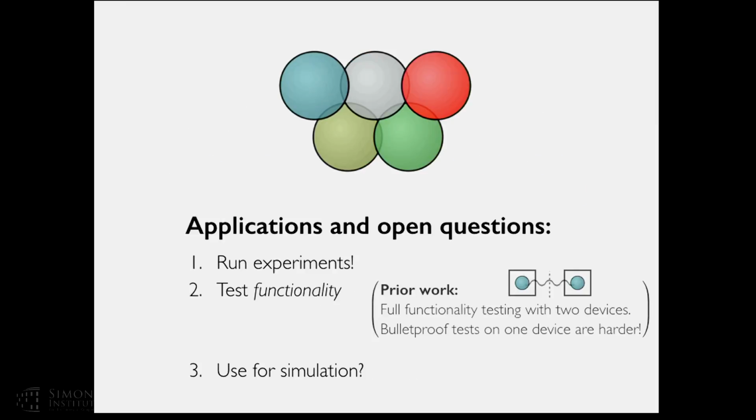OK. So what can you do with this? I think there are certainly lots of open questions. I think it would be interesting to implement this experimentally, perhaps. It would also be interesting to try, instead of just testing the dimensionality of your system, to test the functionality of your system. It's known how to test the functionality of quantum systems, provided you have 2 or more entangled devices. Prior work has shown how to do this. But giving functionality tests with one device is a lot harder, and that's not known at all.